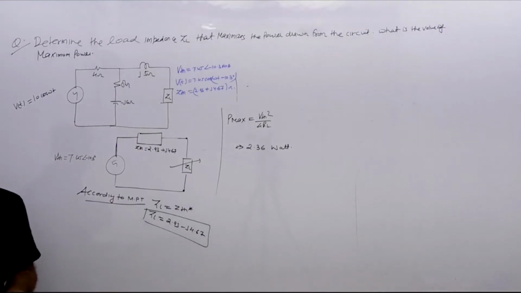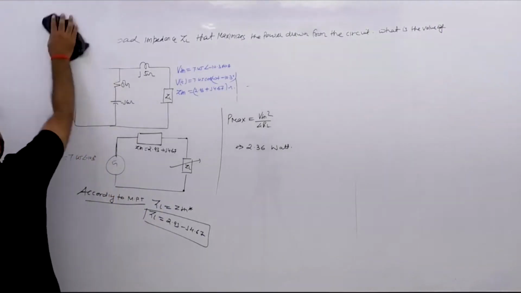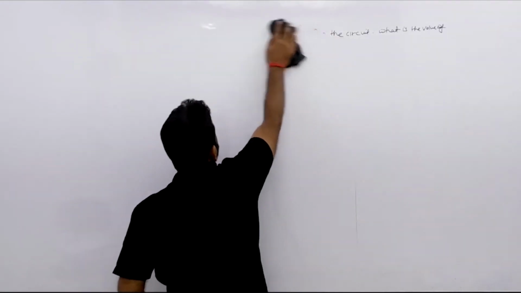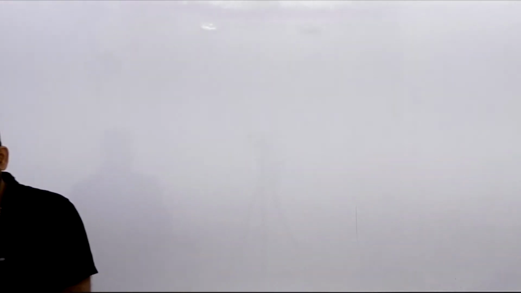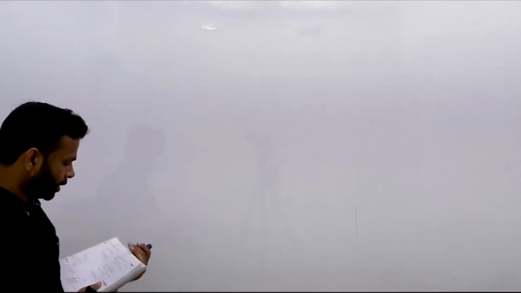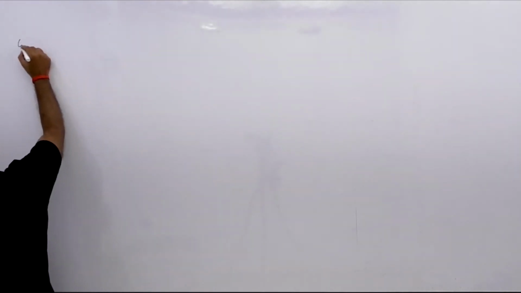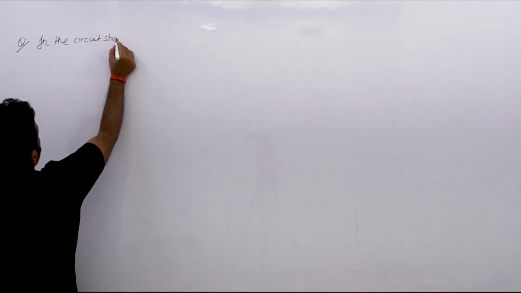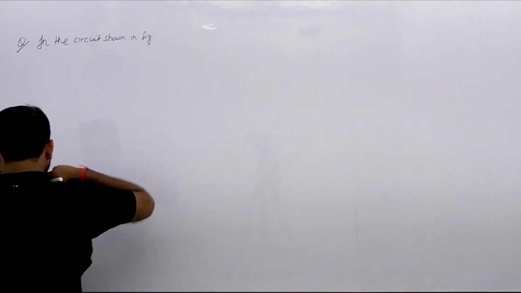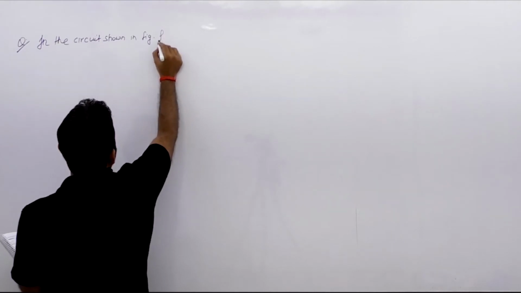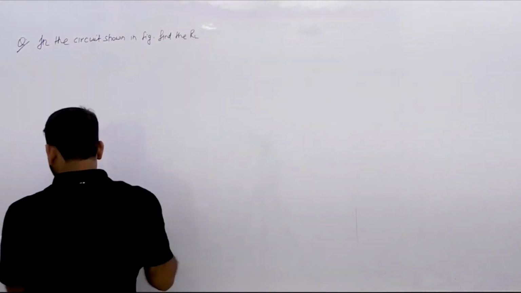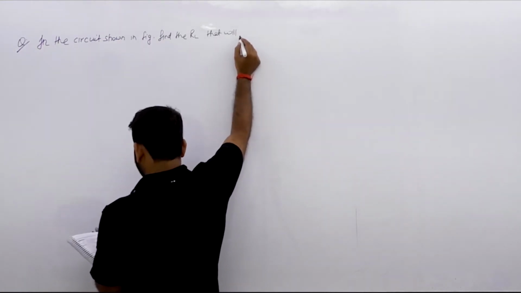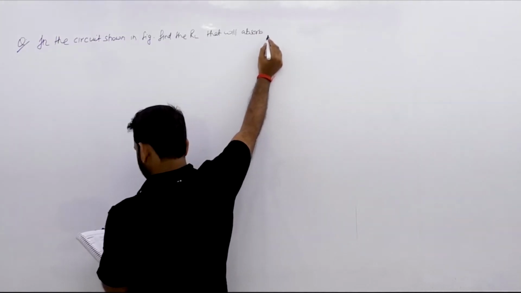So this is about this question. Next we will take one more question on the maximum power theorem. Let's take the question. Now the next question is: in the circuit shown in figure, find the RL that will absorb the maximum power.